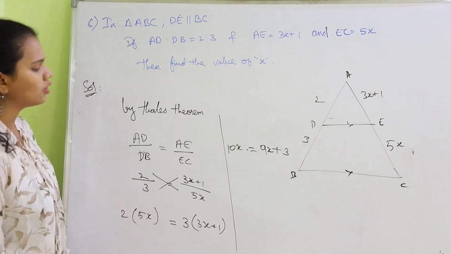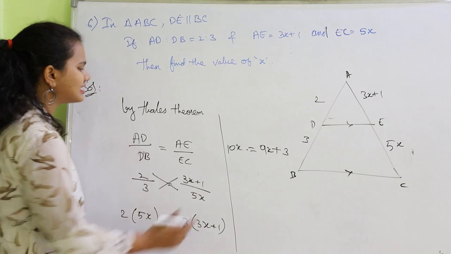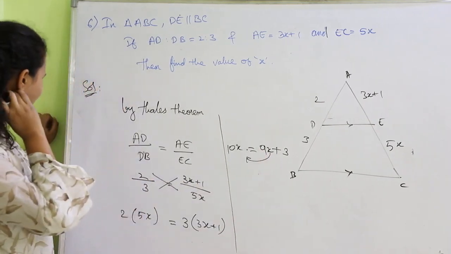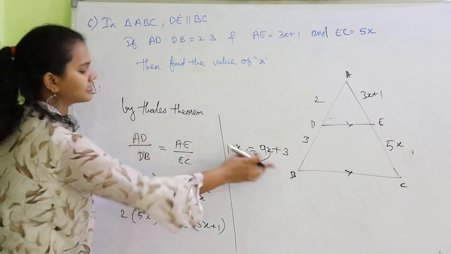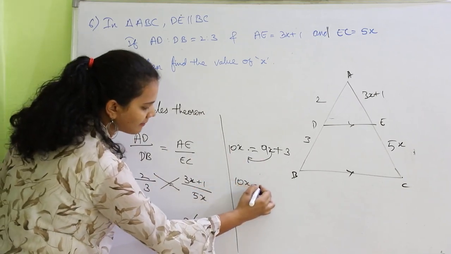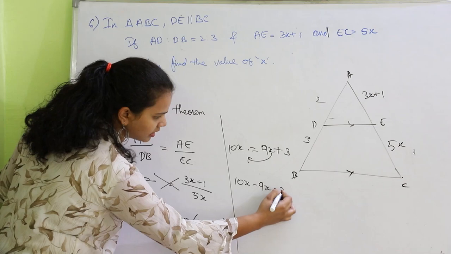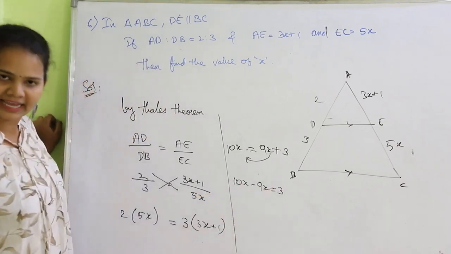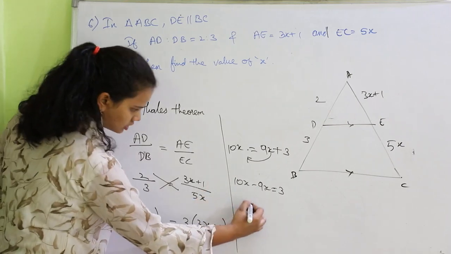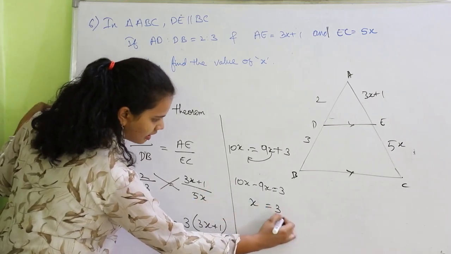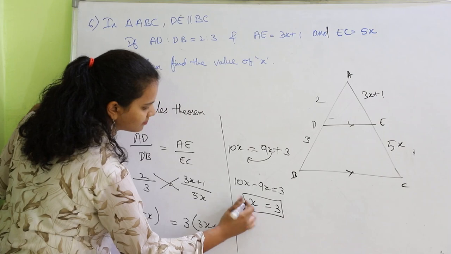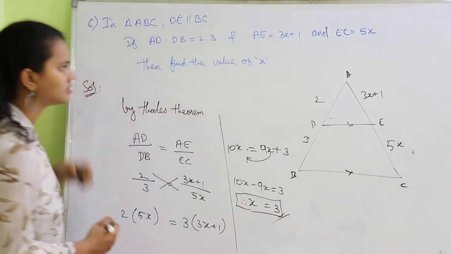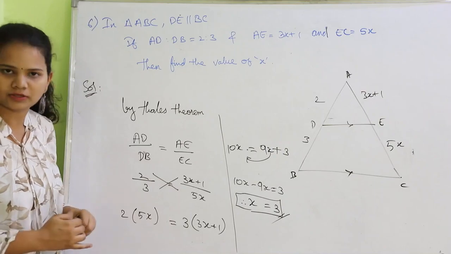Now I need the x value. So just transpose that 9x to the other side. This becomes 10x minus 9x equals 3. So 10 minus 9 gives 1, so x equals 3. Therefore, the value of x equals 3. Clear? Hope you understand. Thank you.